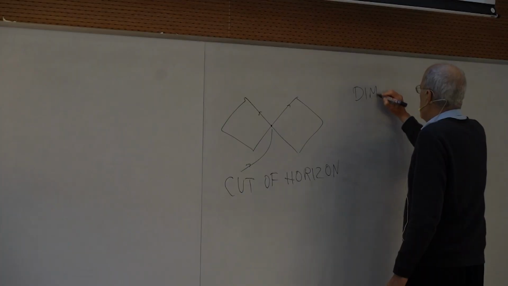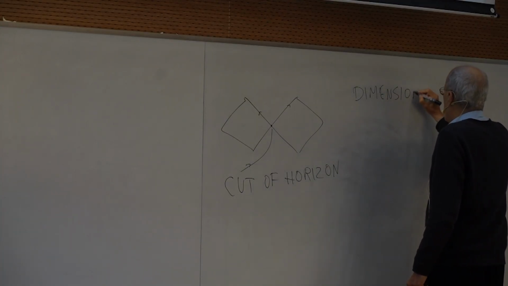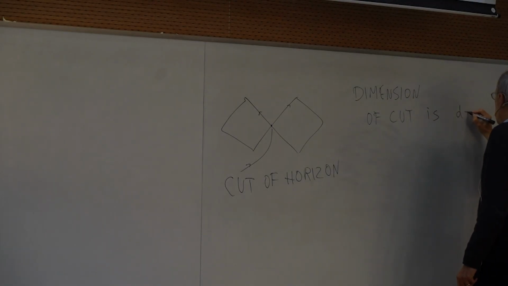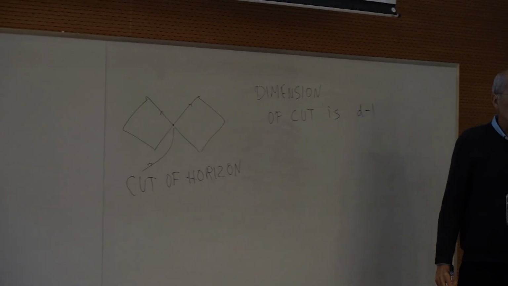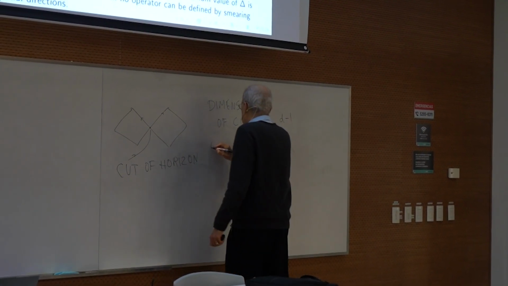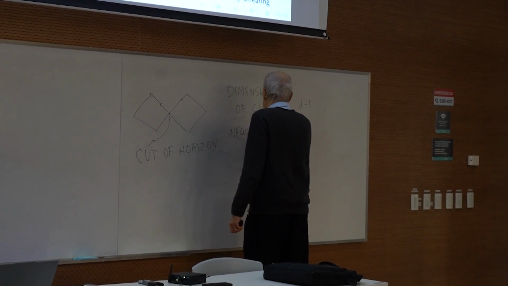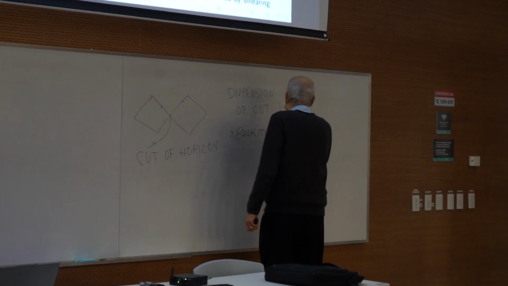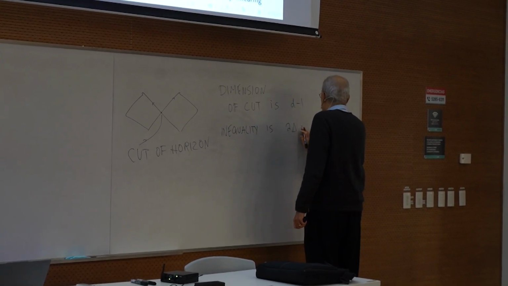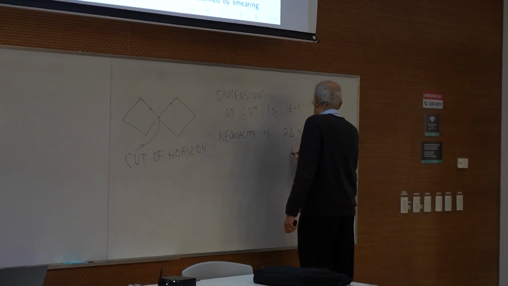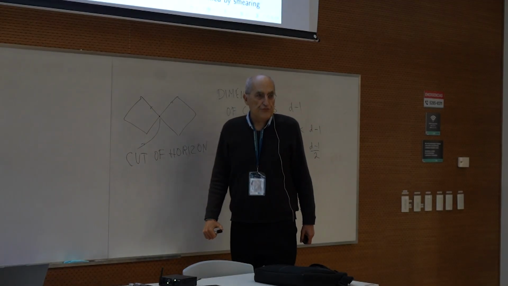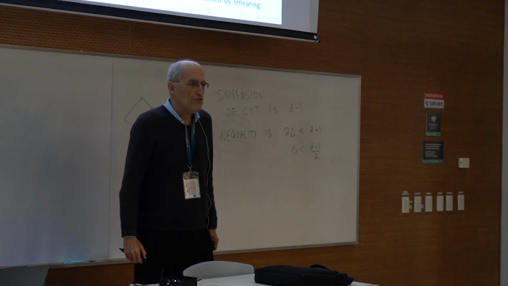Now the dimension of a horizon cut is d minus 1. So in d space dimensions, a horizon cut has dimension d minus 1. So the inequality we need to define an operator is that 2 delta should be less than d minus 1. So delta should be less than d minus 1 over 2. But there's a fundamental unitarity bound that says that that condition is impossible to satisfy.